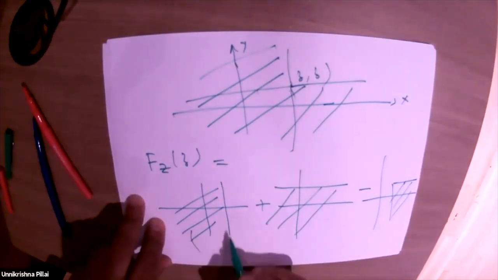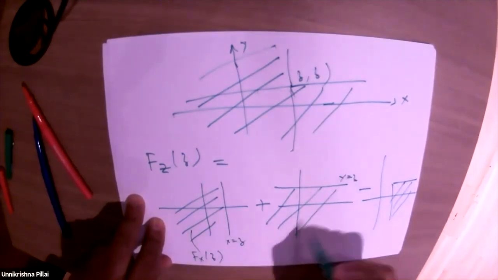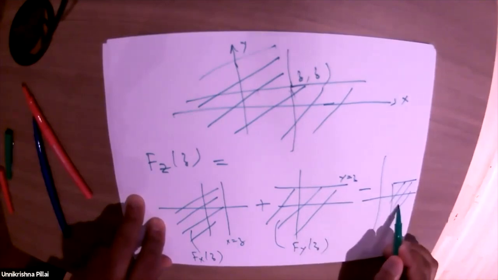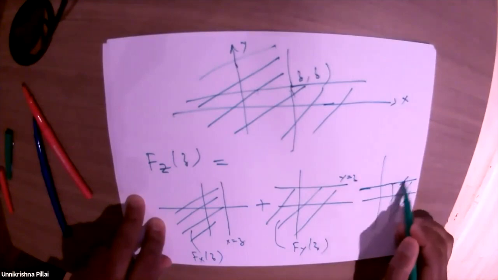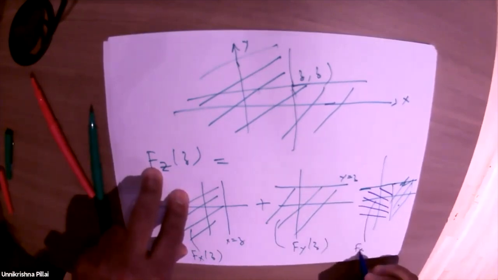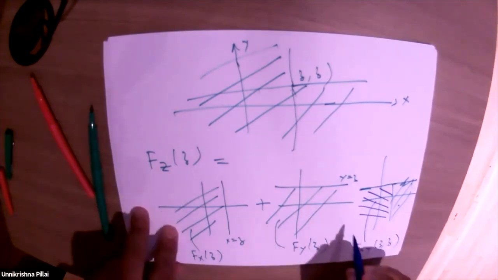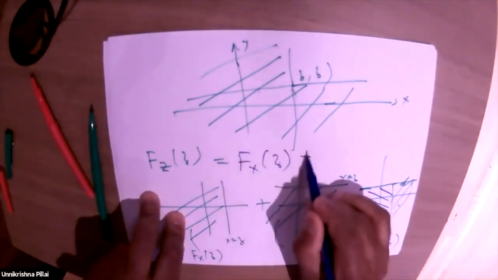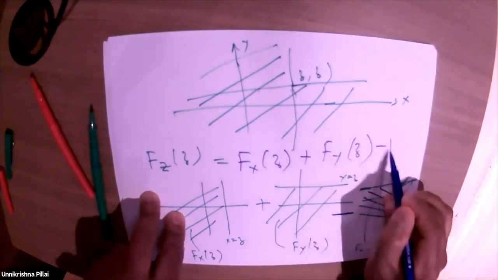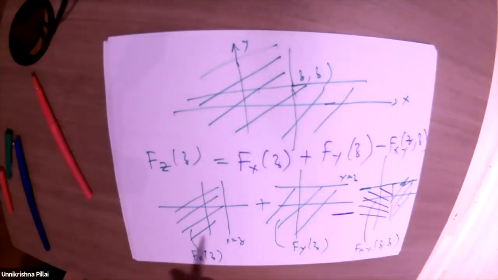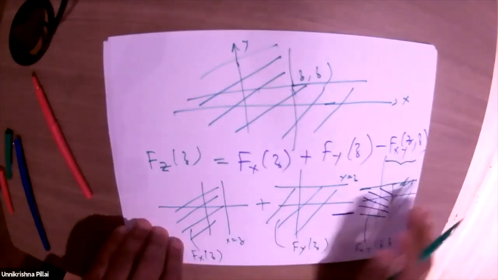Remember this is x equal to z, so this is Fx of z. And this is y equal to z, so y less than or equal to z, and this is Fy of z. I'm sorry, it should be this region. That's the region where both x and y are less than z, so that should be subtracted. So this plus this minus this is this region. So this is going to be Fx of z plus Fy of z minus Fxy of z comma z. Many ways you can do this. Now if x and y are independent, this will be the product.